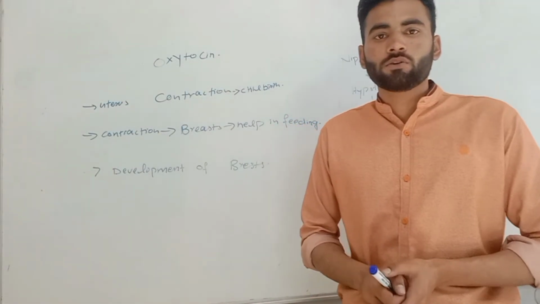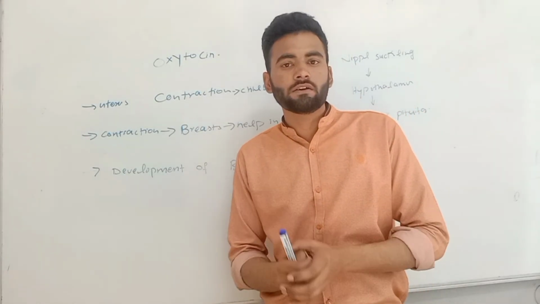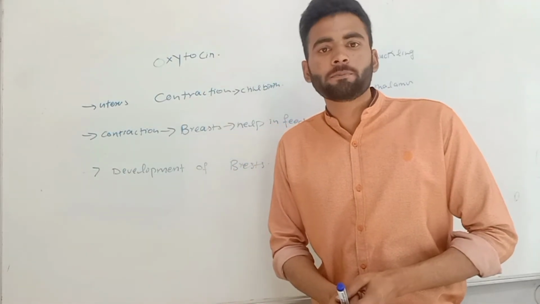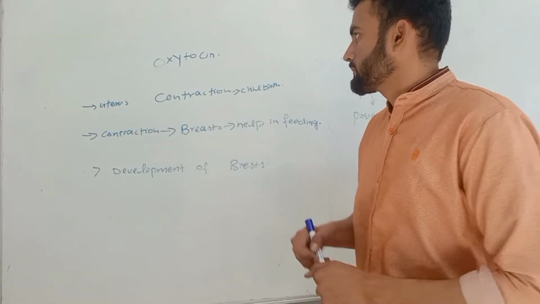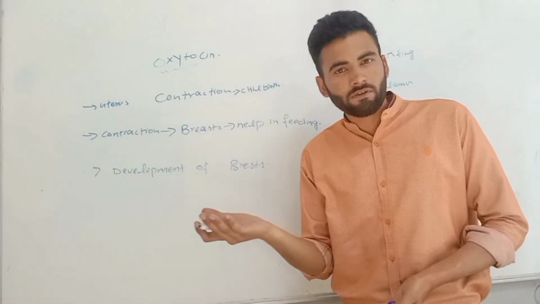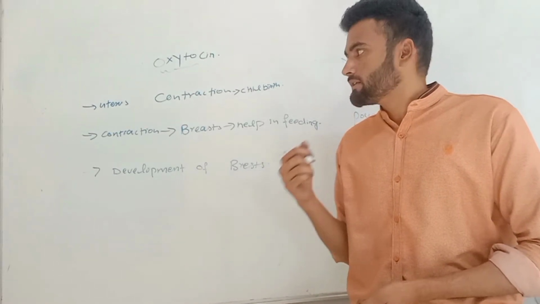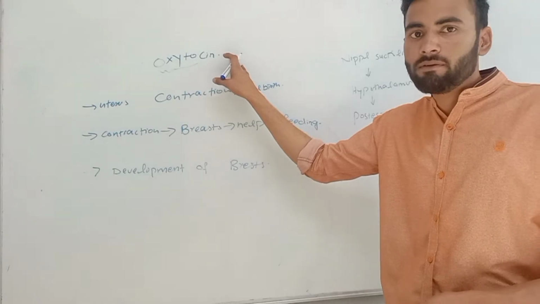Now, let's see about the last hormone, or the second hormone, that is secreted by the posterior pituitary. That is the oxytocin. The oxytocin is mostly secreted inside the body of females because its function is performed inside the body of a female. That's why it's mostly secreted inside the females.